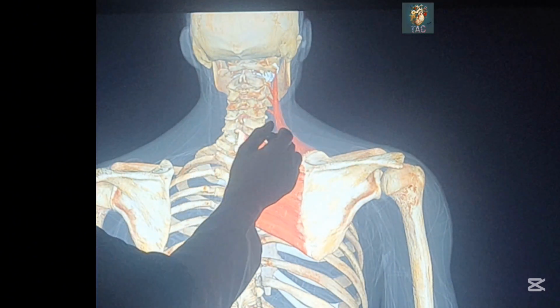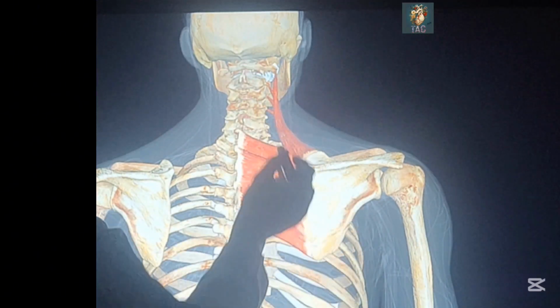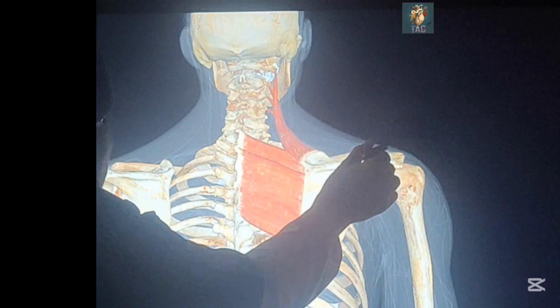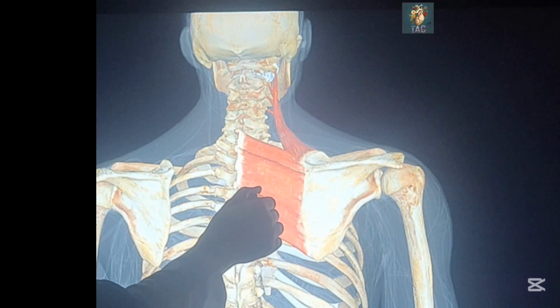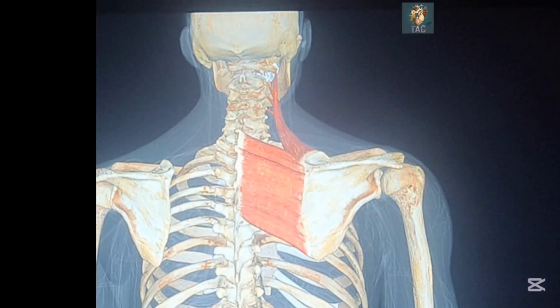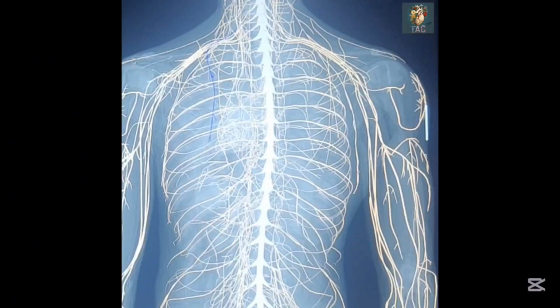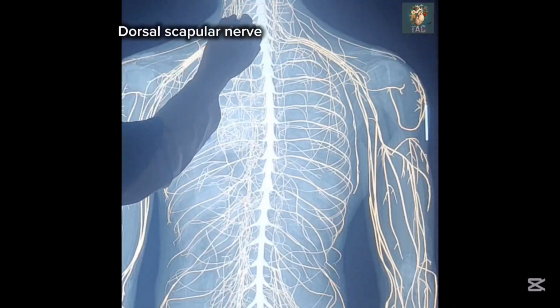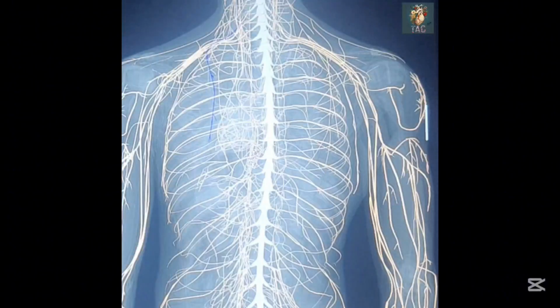Regarding their action, the levator scapulae along with the upper fibers of the trapezius causes the elevation of the scapula and the shoulder region, and the rhomboides minor and major along with the middle fibers of the trapezius cause the retraction of the scapula. The nerve supplying the deep muscles of the back is the dorsal scapular nerve. You can see this is the dorsal scapular nerve, which supplies the deep muscles of the back.